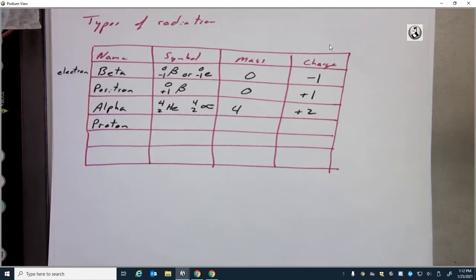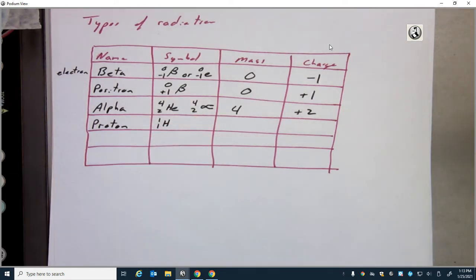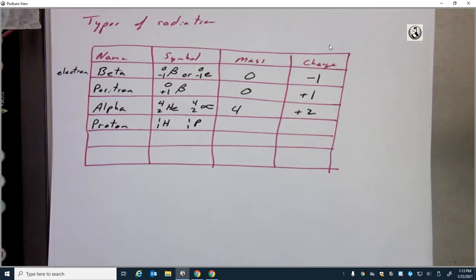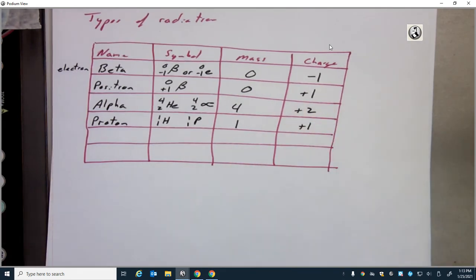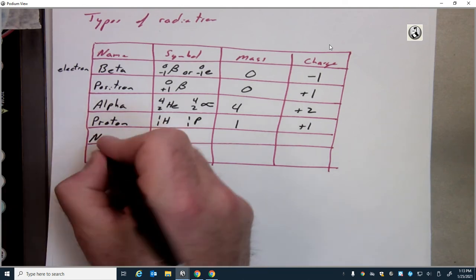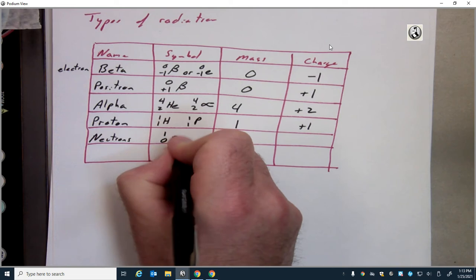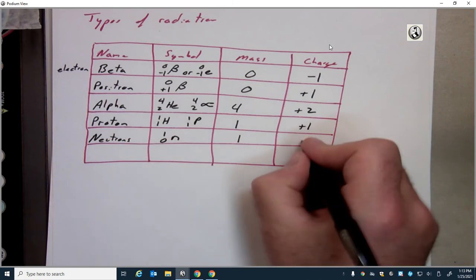We can produce protons, right? And its symbol would be 1-1H. Sometimes you'll see 1-1P for a proton. It's got a mass of 1 AMU, and it's got a +1 charge, because this hydrogen nucleus has no electrons. We can produce neutrons. 1-0N has a mass of 1 AMU, and a neutron has no charge.